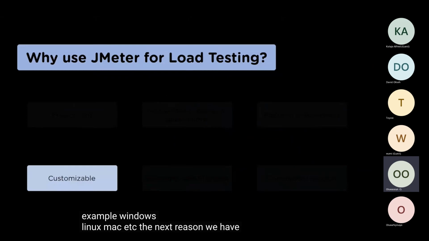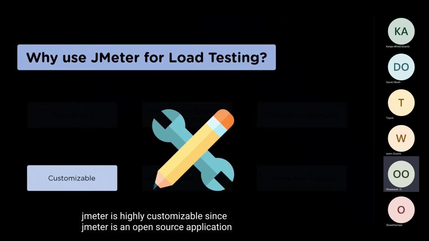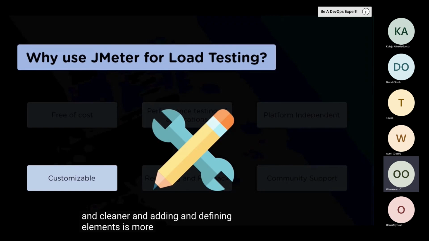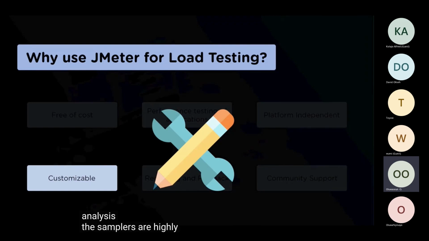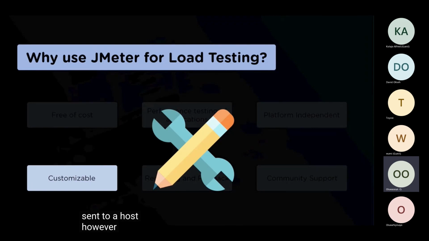The next reason we have is JMeter is highly customizable. Since JMeter is an open source application, it enables developers to customize it whenever needed. JMeter has a comprehensive and user-friendly graphical user interface. Parameters are easy to define and understand, scripting is simpler and cleaner, and adding and defining elements is more intuitive. Also, one screen shows you everything you need: the script, the scenario, and the analysis. The samplers are highly customizable when determining which request is to be sent to a host. However, samplers don't enable full control of test actions.